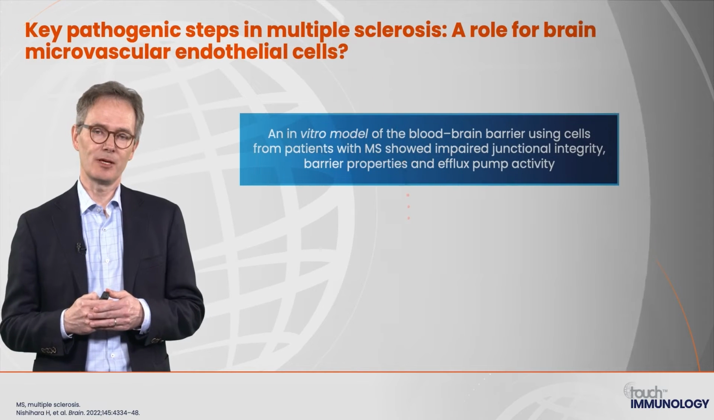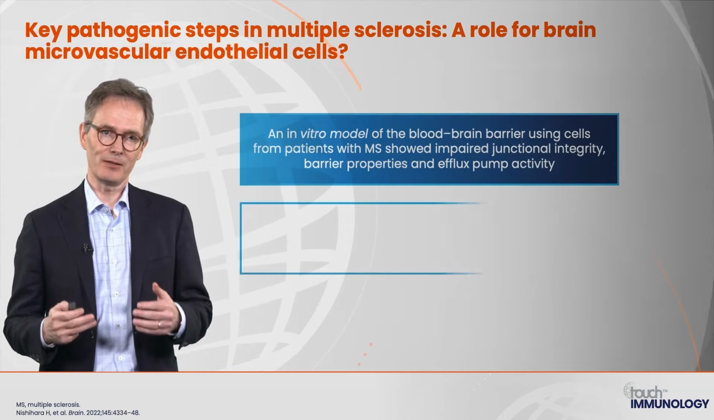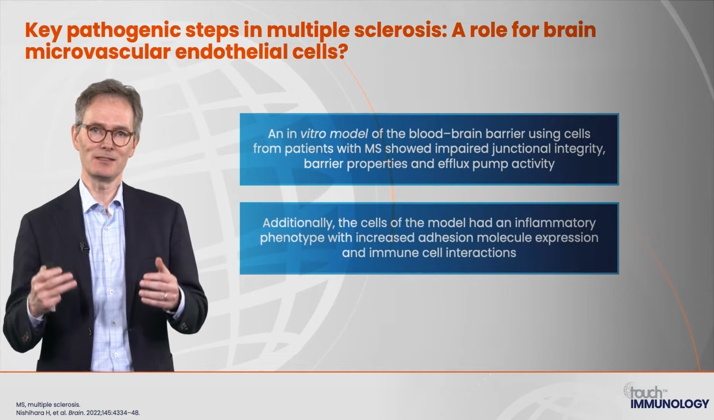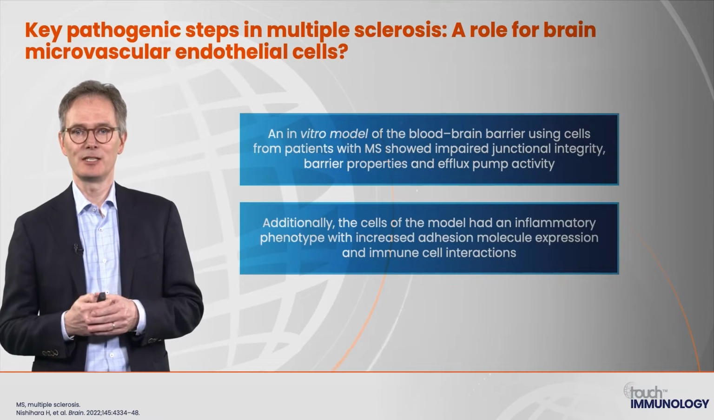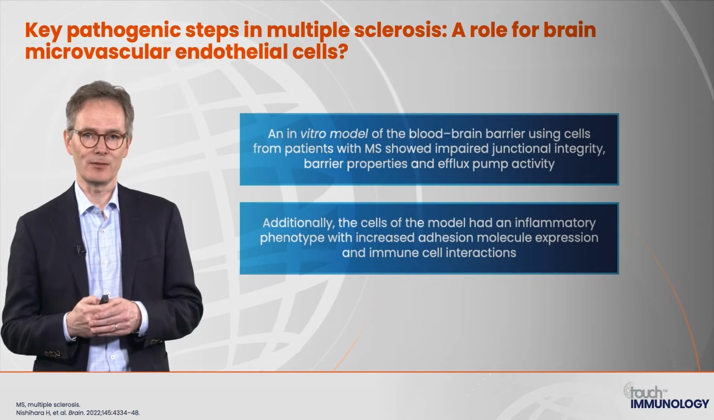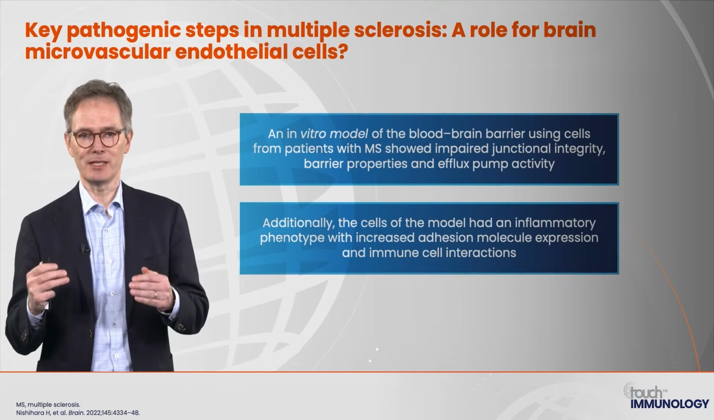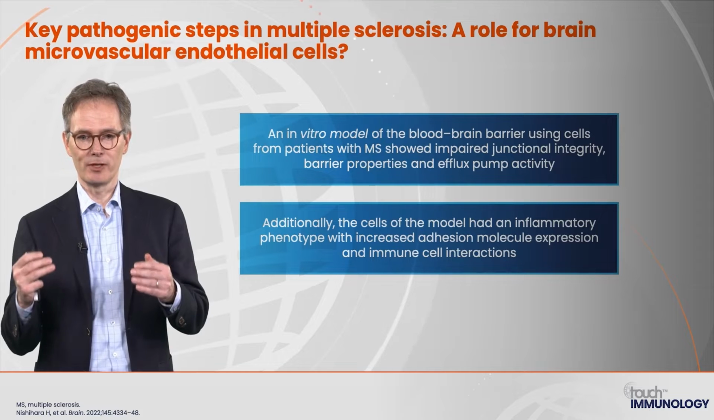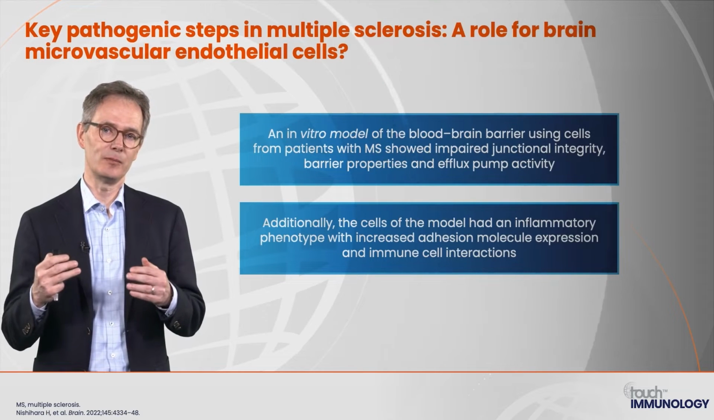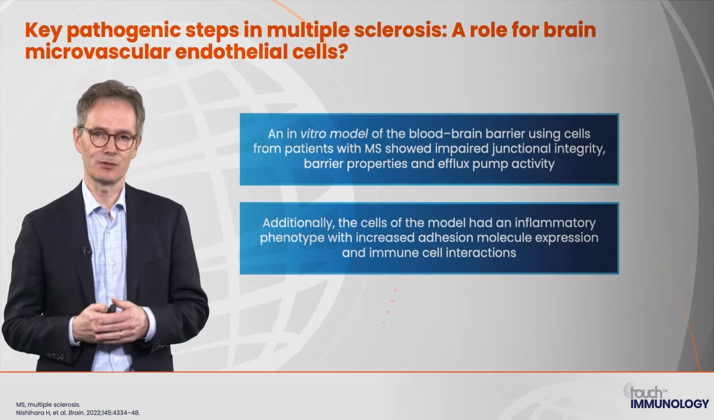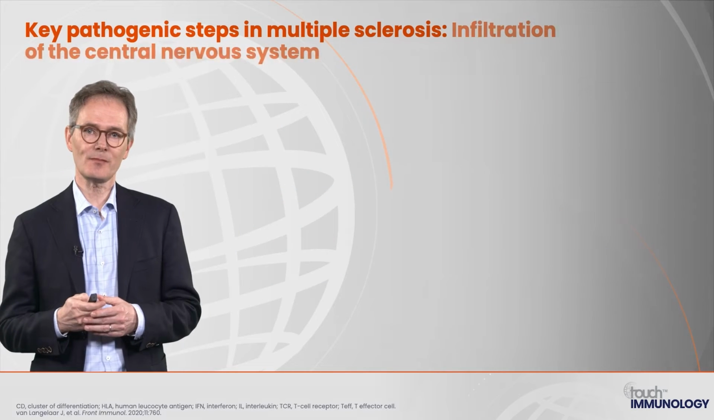And they could show that blood-brain barrier cells that have been derived from iPSC cells from MS patients showed an impaired junctional integrity and an inflammatory phenotype, really indicating that the blood-brain barrier might per se be different and more pro-inflammatory and thereby allow the immune cells to get more ready access to the brain.